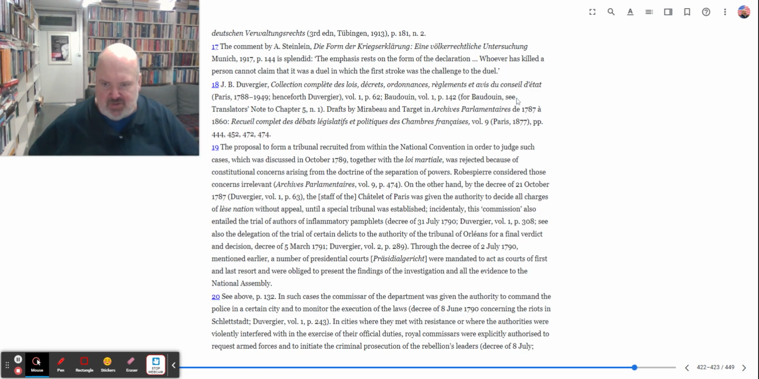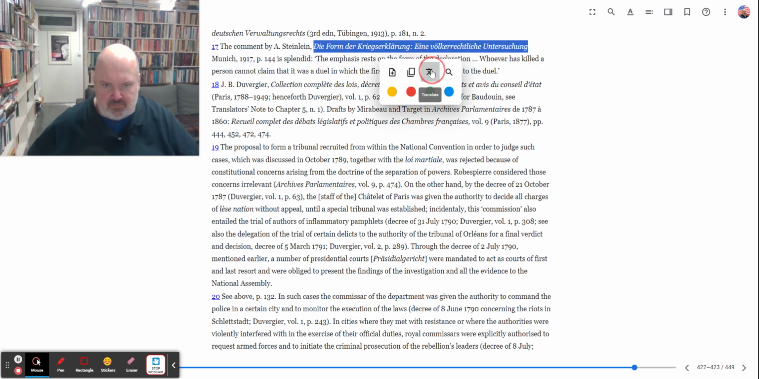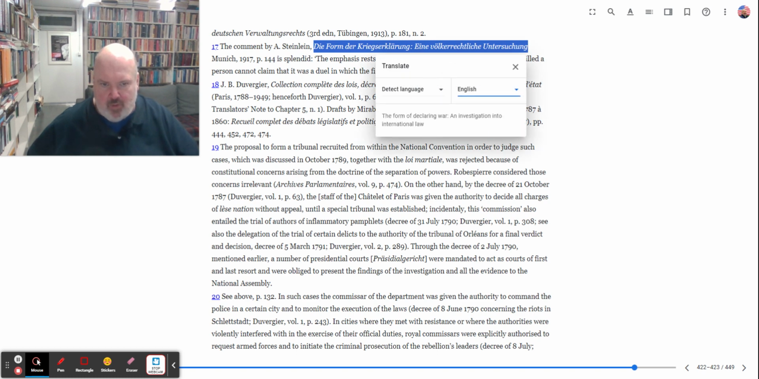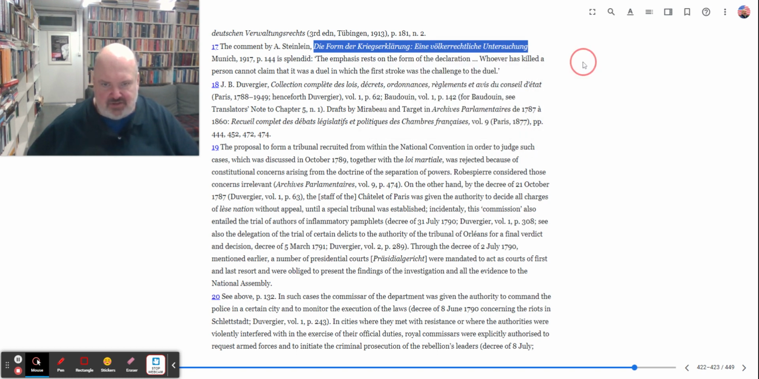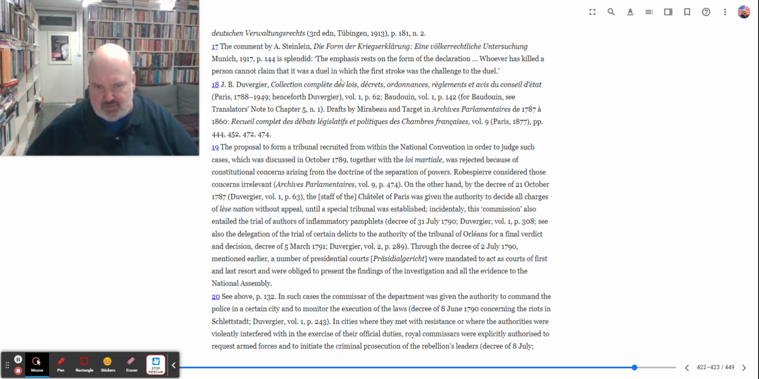Its form is just, and so says the comment by Schlieffen in his The Form of the Declaration of War. The forms of declaring war in investigations into international law are splendid. The emphasis rests on the form of the declaration. Whoever has killed a person cannot claim that it was a duel in which the first stroke was the challenge to the duel.